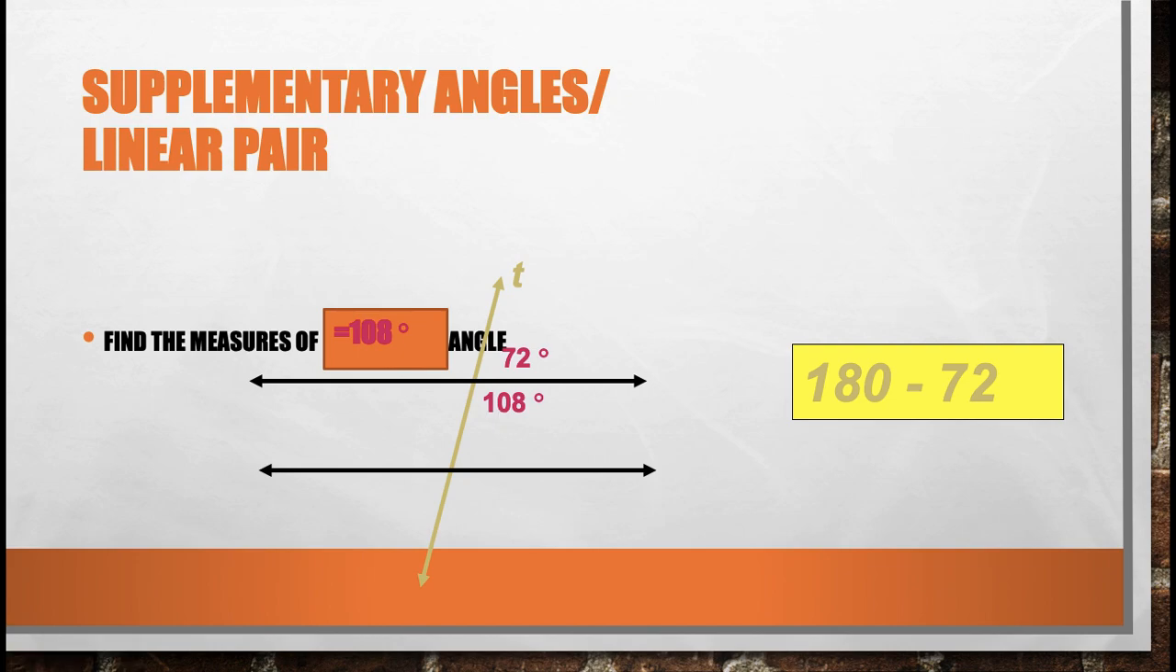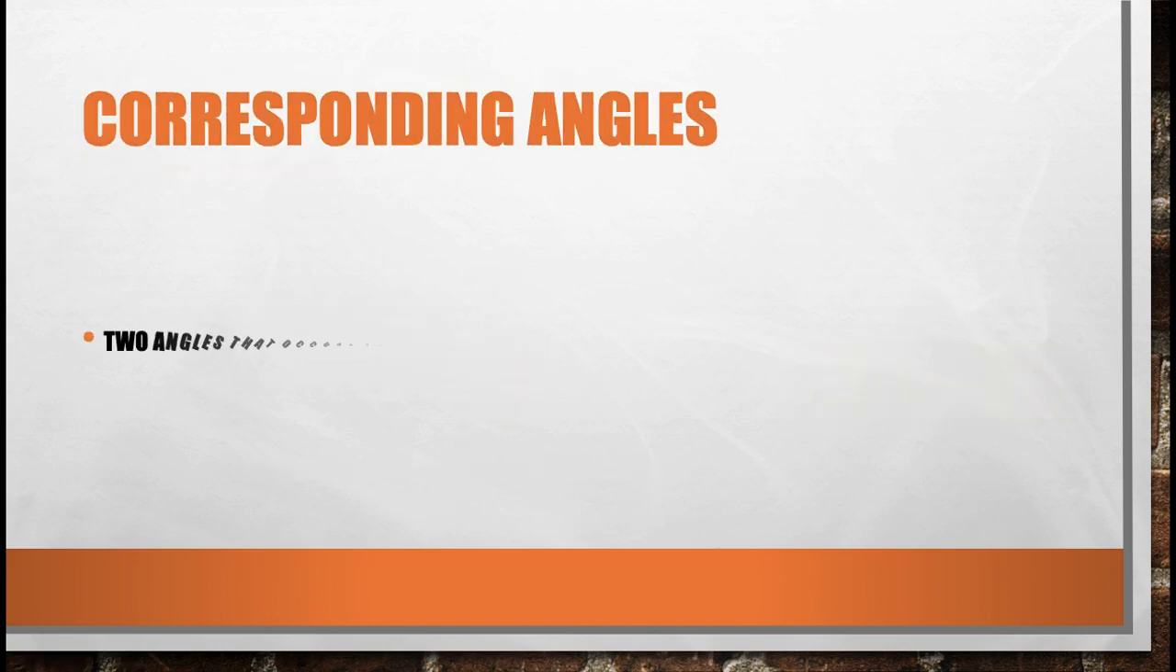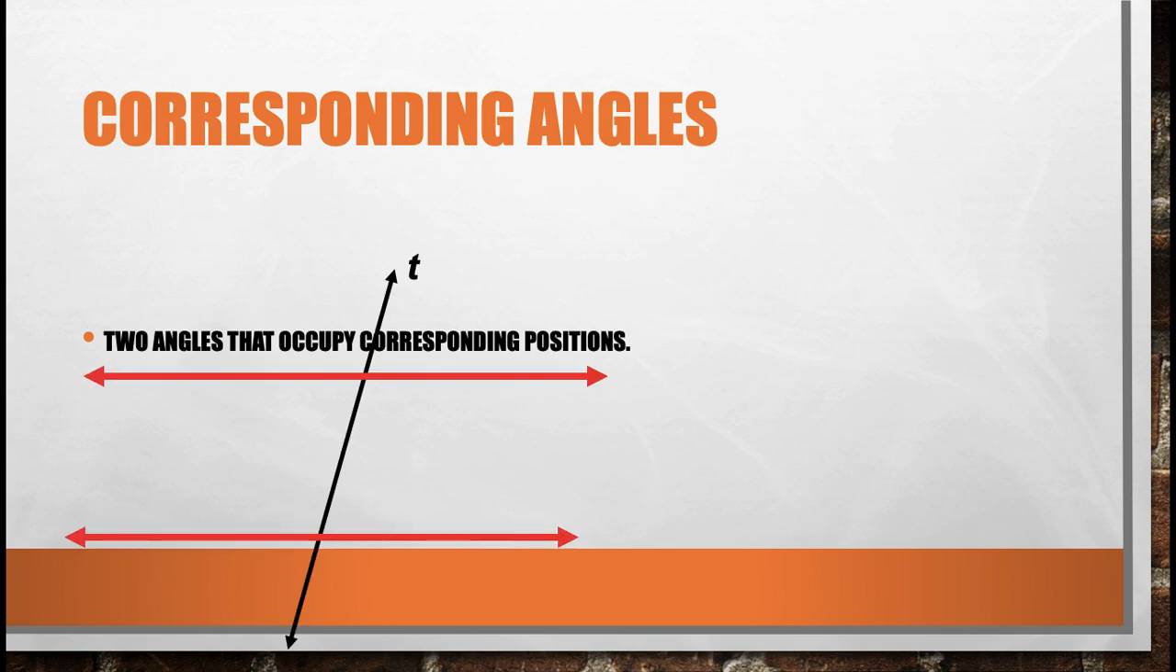Now students, we will speak about corresponding angles. Corresponding angles are angles that occupy corresponding positions. For instance, I will show you with a diagram. See, these are two parallel lines cut by a transversal. The transversal I have marked with T.